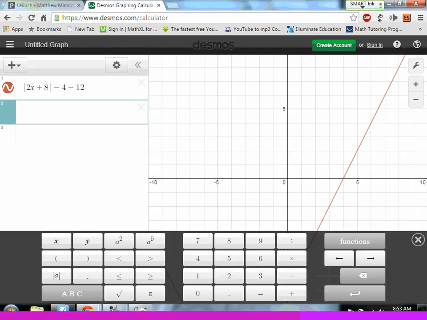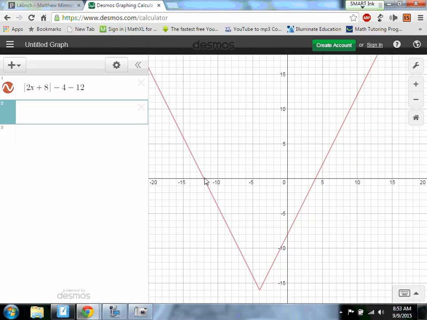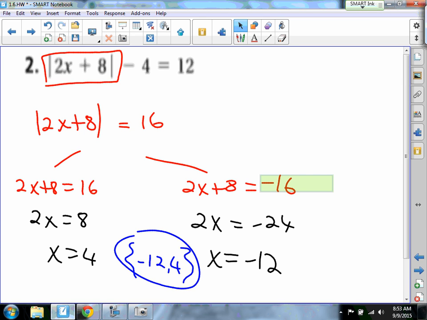Now I'm going to zoom out, and I'm looking for the x-intercepts, and hey, there's one at negative 12, there's one at positive 4, and there's my solutions. What do we think? Good? All right. So that takes care of number 2.